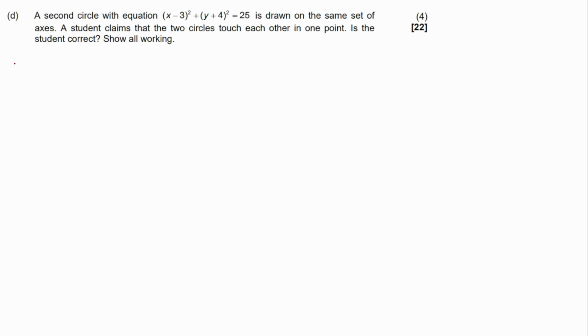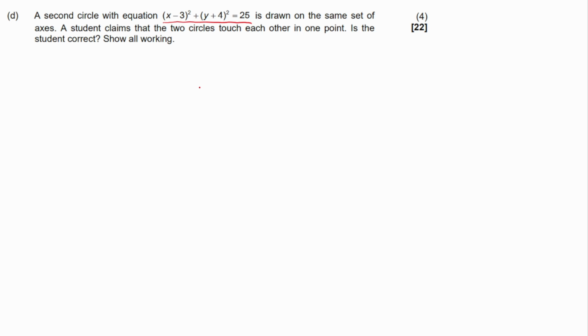So a second circle was drawn and is given with this equation. It's drawn on the same set of axes. A student claims that the two circles touch each other in one point. Is the student correct? So whenever we're dealing with two circles like this and are they touching, what we have to be doing is you're always dealing with the distance between the centers. So we need to find out the distance between the centers.